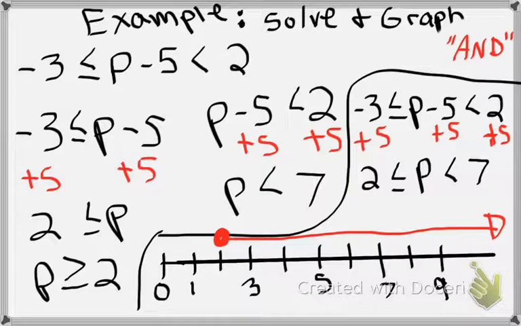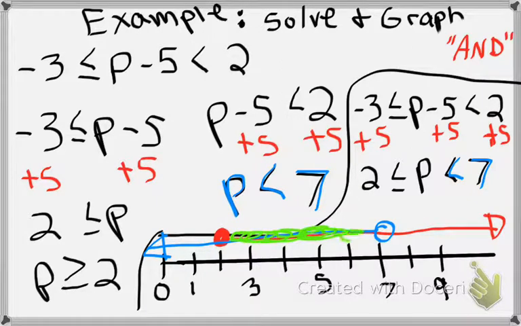So now let's look at the other one. p is less than 7. Well, p is less than 7, so I'm going to do that in different colors so we can see it. p is less than 7. I'll even add a different color here. So that's an open circle, and this one is shaded to the left. Now, because this is an and inequality, meaning it has to satisfy both, the only location that satisfies both is where these overlap. So this area right in between.